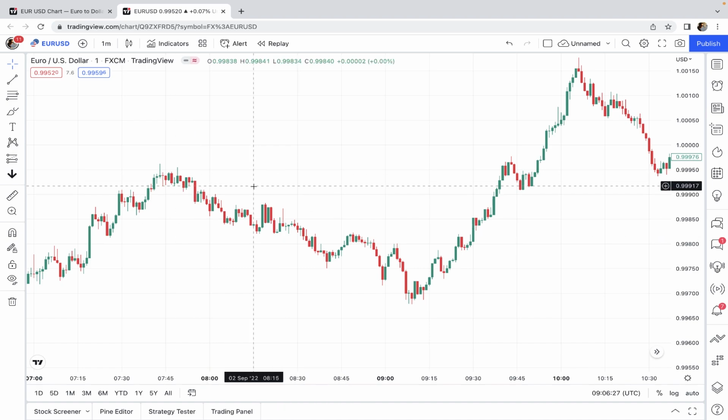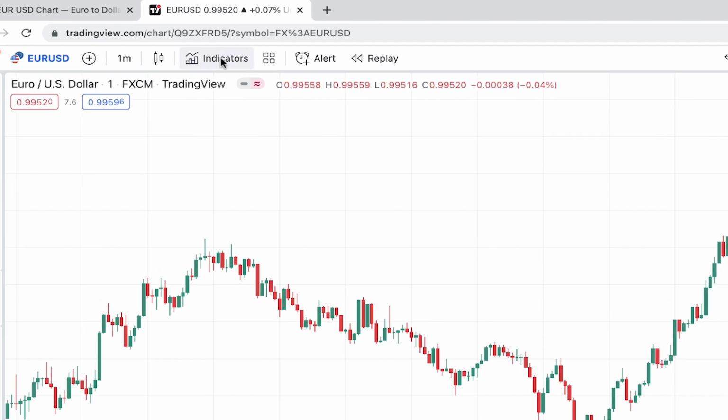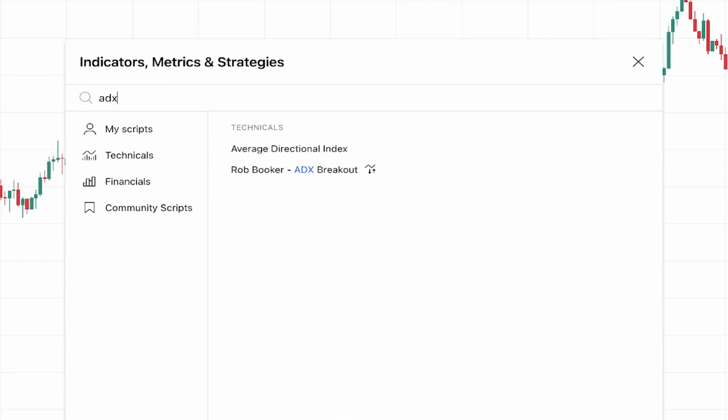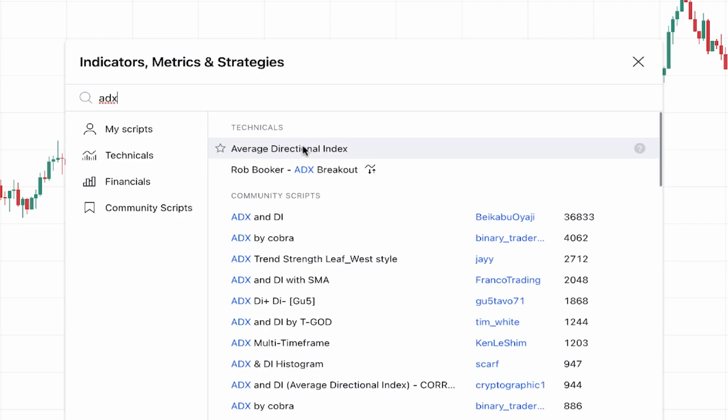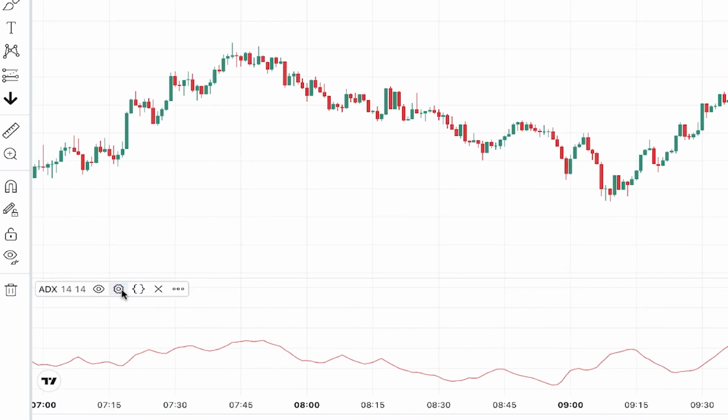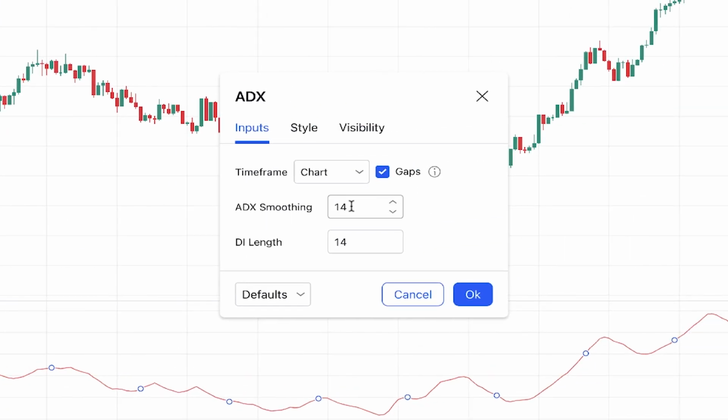In this scalping strategy, we have 3 indicators, 2 Keltner channels and 1 ADX. For adding indicators, here we click on indicators and we simply search the name. The first indicator that we want to add is ADX, average directional index, this one. And for this indicator, we must change its settings. For the ADX smoothing, we set it at 12. And for DI length, similarly, we set it at 12.